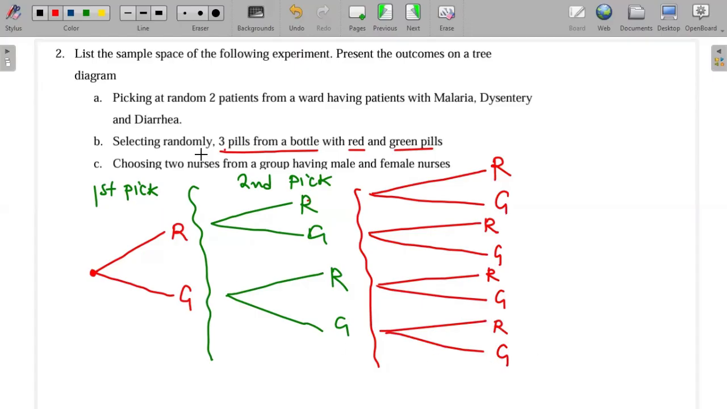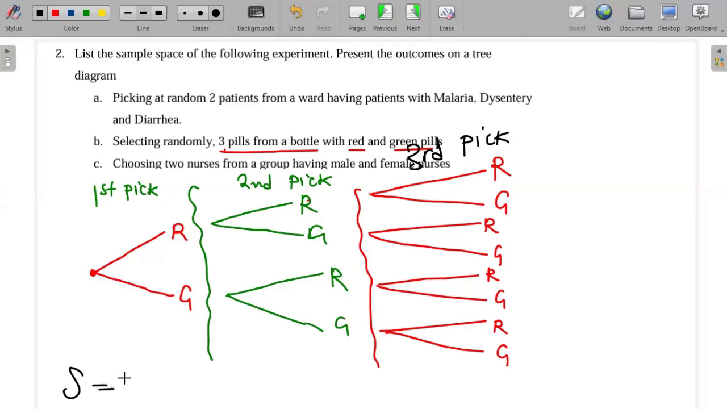So whatever we've drawn here is our tree diagram. And this part here is going to be our third pick. So here I've picked 1 pill, here 1, here 1. When I add them, I have my 3 pills that I required there. So that is the tree diagram that we draw for this experiment. So now, what would be my sample space? Let me put this on top there. Third pick. So what would be my sample space?